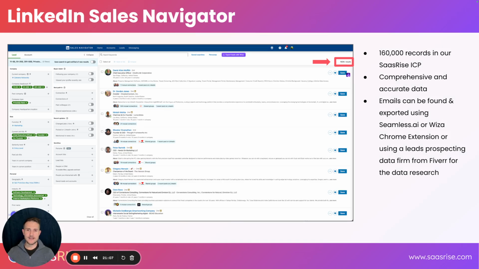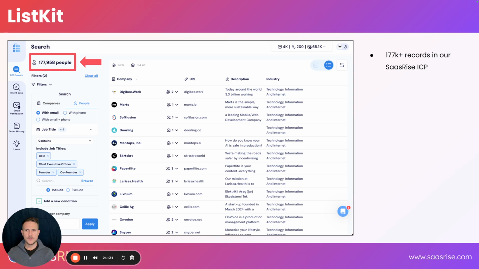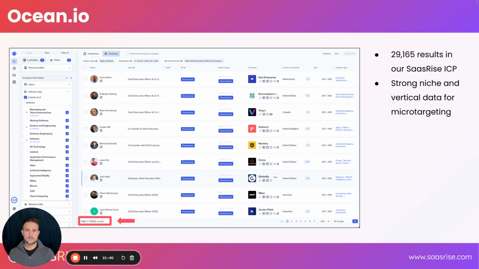All right, LinkedIn Sales Navigator is a little more expensive because you have to combine it with other tools like Wiza or Seamless to actually get the email. But it does have comprehensive and accurate data, and had 160,000 records in our ICP, which allowed us to reach out to people like you and find you both on the internet through ads and through email. ListKit's a great tool. They're a member of our community. They had a substantial size, 177,000 people in our target market.